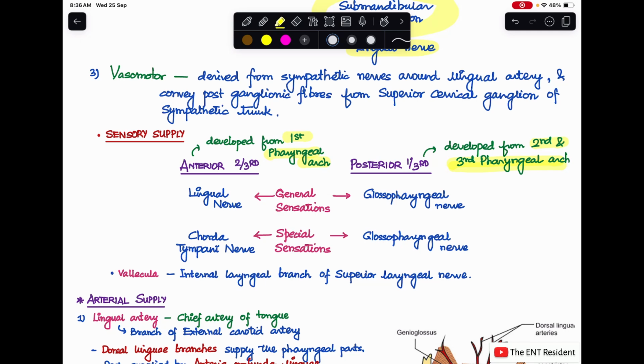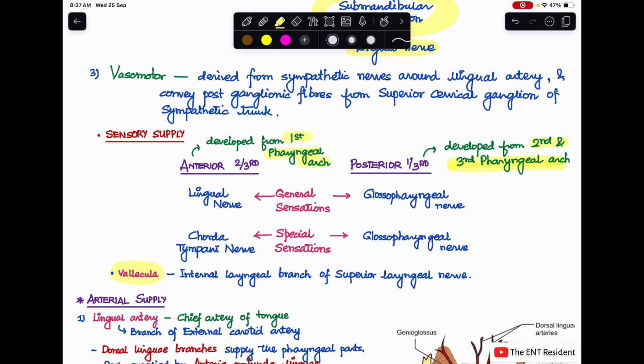Whereas the general as well as the special sensations for the posterior third of the tongue are supplied by one nerve, which is known as the glossopharyngeal nerve. So this is very important to remember. Why is the nerve supply different for both the parts of the tongue? It arises because of the difference in the developmental origin of both parts of the tongue. And I'll be discussing more about the development of the tongue in another video, which is again in itself a long question. And lastly, there's another structure I told you about, called the vallecula.